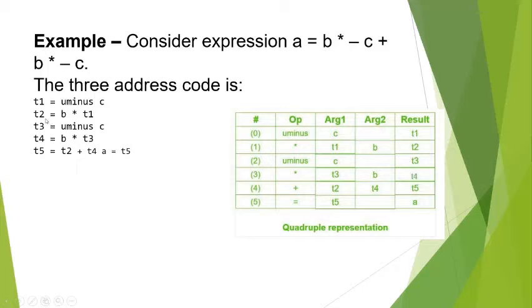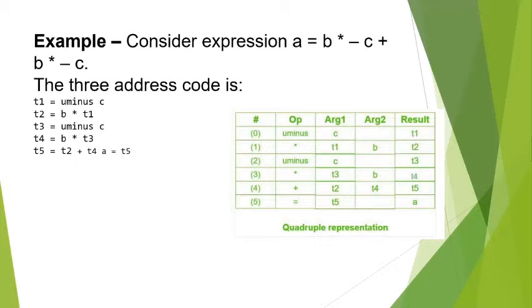Similarly, for the second line, T2 is equal to B into T1, where the multiplication operator is the operator, so you have to place it in the operator part, and B is the argument 2 and T1 is the argument 1. Similarly, you have to do the third one, T3 is equal to unary minus of C, where unary minus is the operator, C is the argument 1 and T3 stores the result. And for the next line, T4 is equal to B into T3, where the multiplication operator is in the operator part and B is in the argument 2 and T3 is in argument 1.